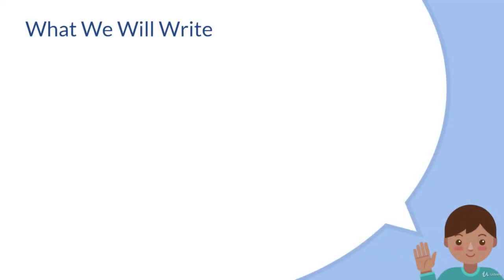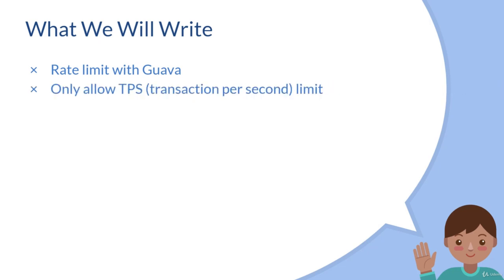To implement rate limiting, we will use the Google Guava library. Google Guava only allows limiting to a certain number of API hits per second. This is very basic rate limiting, but for our example it is already enough. In real life, you might want to limit to more flexible time units, not only a per-second rate.